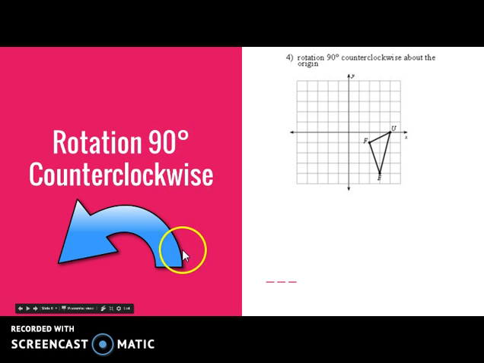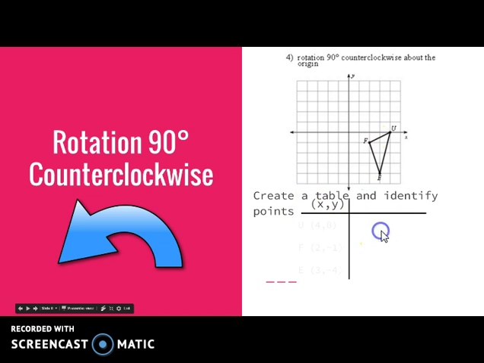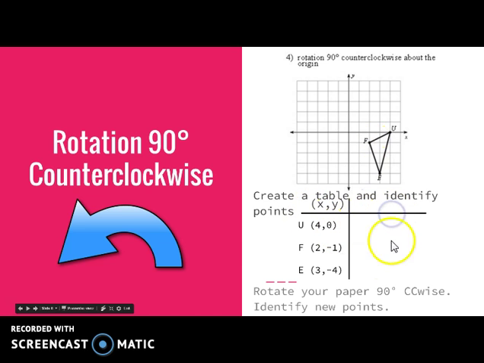Okay, so a counterclockwise goes around and to the left like this. Okay, so you can maybe even draw an arrow like this in your notes, that this is counterclockwise in this direction. So if I'm going to rotate 90 degrees counterclockwise around the origin, okay, the easiest way to do this is going to come up in a minute. But one way you could do it, this first way is not the easiest. One way is to make a table and follow this rule.